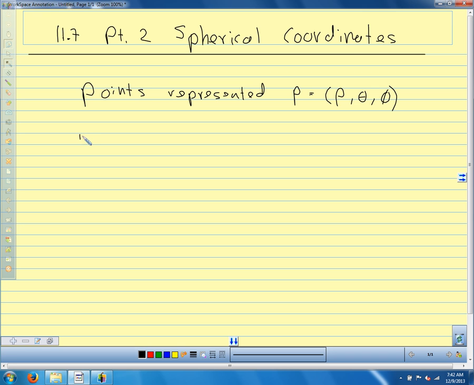Rho is the distance between the point and the origin. And we're going to say rho is greater than 0, so we don't let rho be negative. Theta is the same angle that we use in polar coordinates and in cylindrical coordinates.